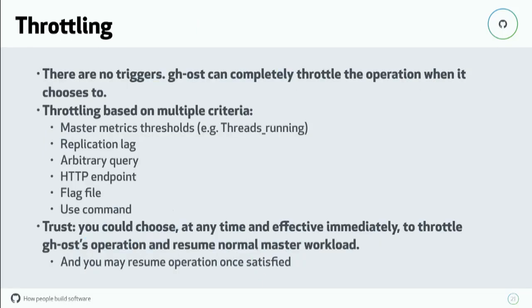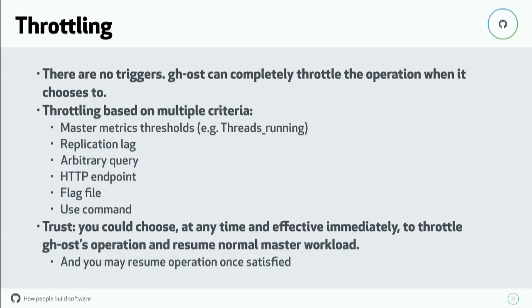But we trust it because we know that it's happening all the time. We trust it because we can throttle it. There are different ways we can throttle it. We can throttle it based on how hot the master's running, if our thread's running high. That's normal stuff. Replication lag, is it lagging a lot? We can throttle it. We can also specify some query, like, when this happens, then throttle.